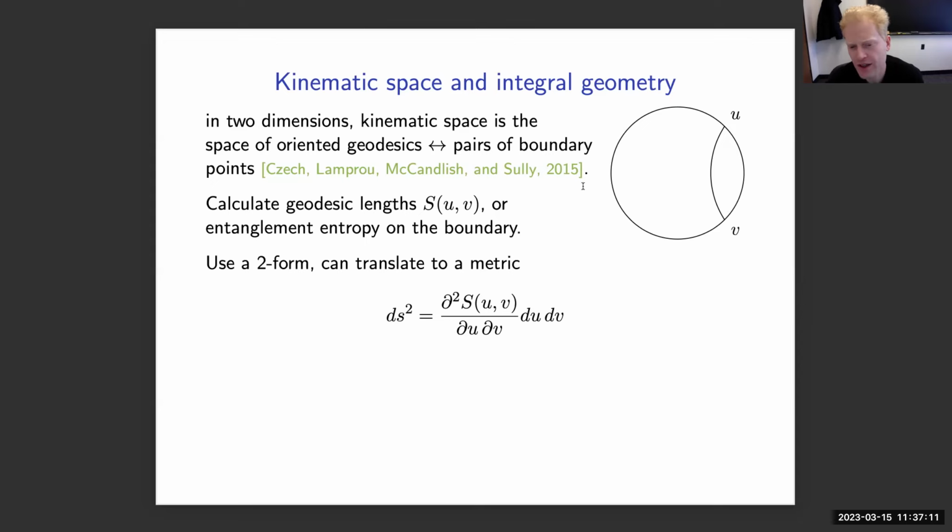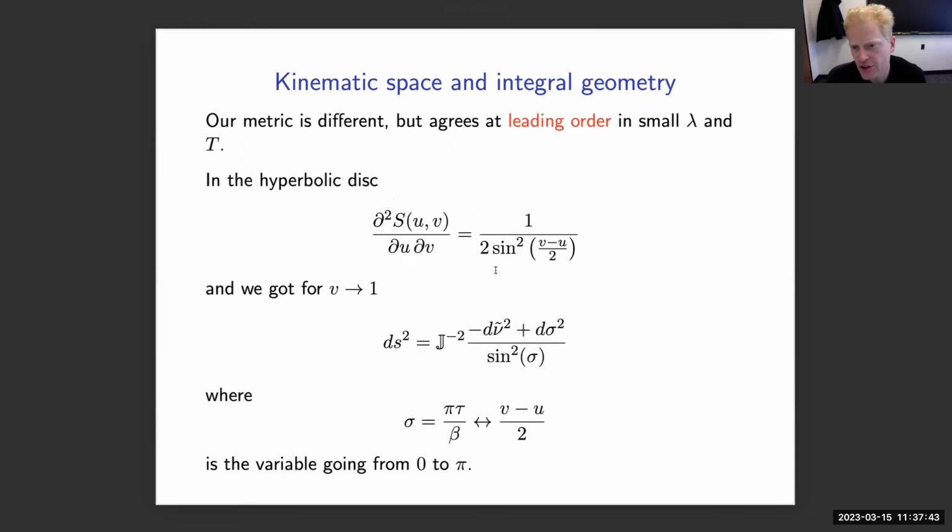One difference is that in kinematic space, people usually study the length of this geodesic S, or equivalently, in the boundary, the entanglement entropy. Usually the metric defined in kinematic space is the second derivative of this length with respect to these two endpoints U and V. Naively, this is the metric usually used in kinematic space, while we defined it in terms of the 2-point function. However, at least at leading order, it agrees. At small lambda and low temperature, we get the same answer.